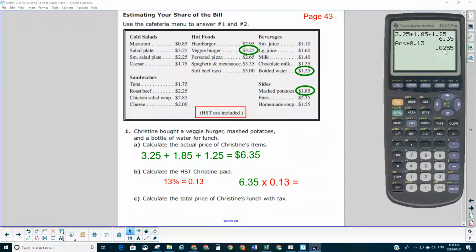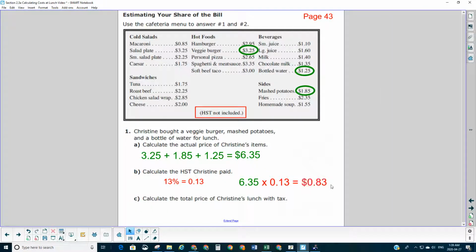So it's 82 cents there, but there's a 5. So the 5 again, 5 and above, tells you to round up. So we're going to round to two decimal places, so this becomes 83 cents. It's closer to 83 cents than it is 82 cents. So this is 83 cents.